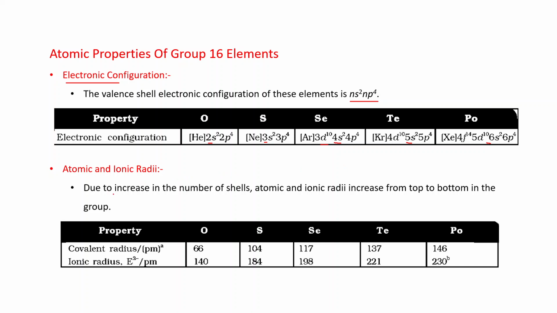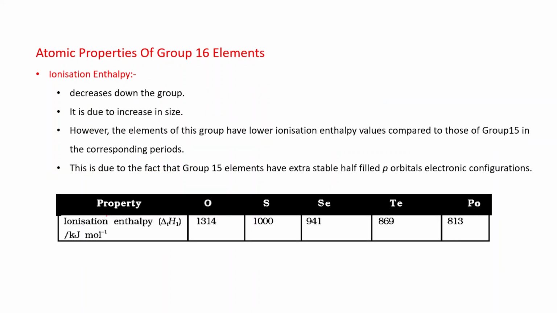Atomic and ionic radii. Due to the increase in number of shells, atomic and ionic radii increase from top to bottom in the group. Clear? Ionization enthalpy decreases down the group. It is due to the increase in size. However, the elements of this group have lower ionization enthalpy values compared to those of group 15 in the corresponding periods. I think all of you know, because group 15 elements have extra stable half-filled p orbital electronic configuration.